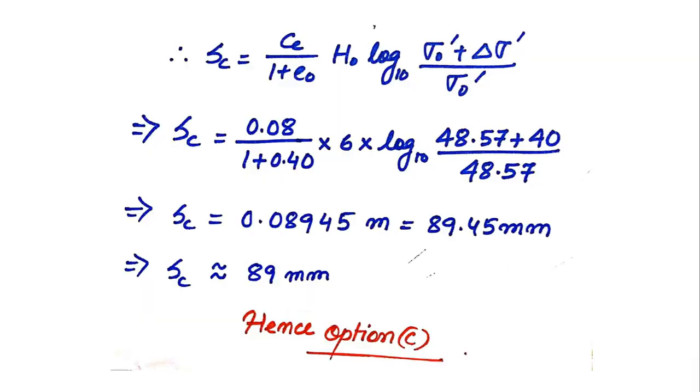Now I simply put in the values. Cc is 0.08, E naught is 0.40, H naught is 6, sigma naught dash as calculated is 48.57, and del sigma dash as per the question is 40, and then I calculate. This is the settlement in meters, 0.08945. If I convert it into millimeters, it turns out to be 89.45 millimeters, which is roughly equal to 89 millimeters. So this matches option C of the question. This is how I solve the numerical, right? So that's all for today. Thank you.